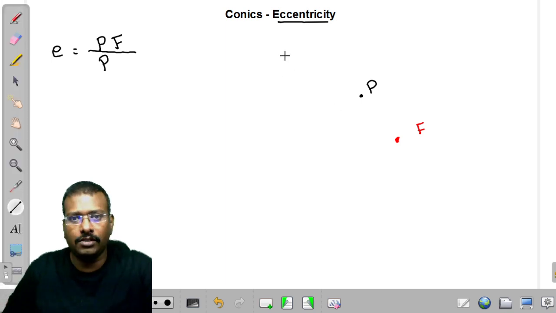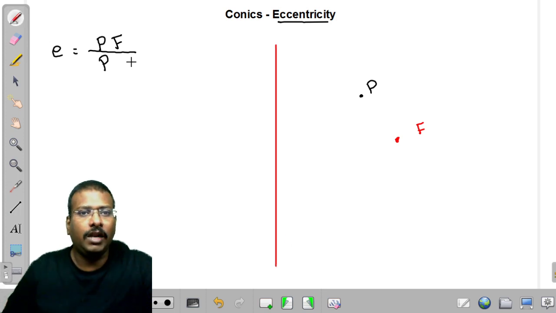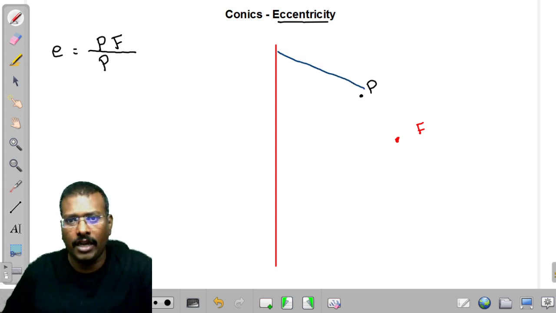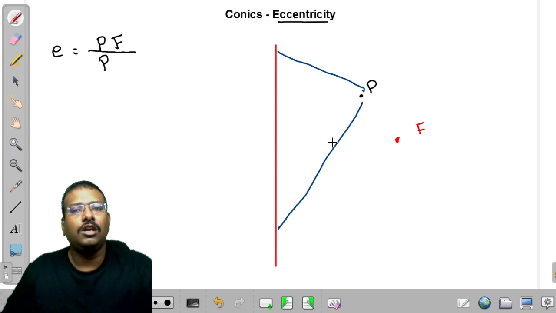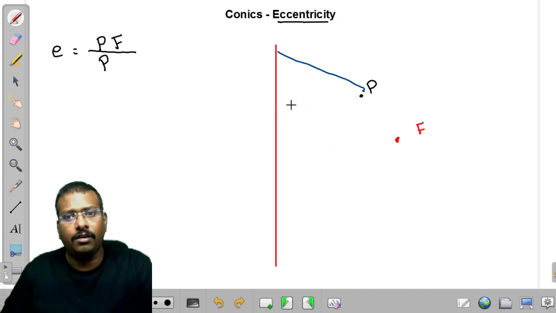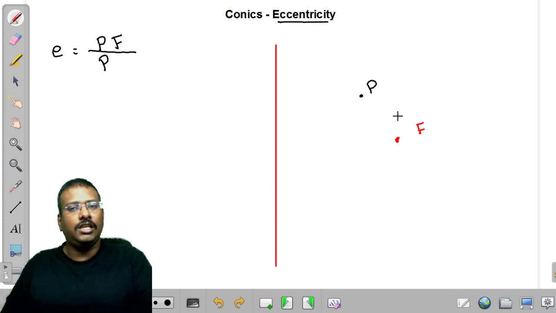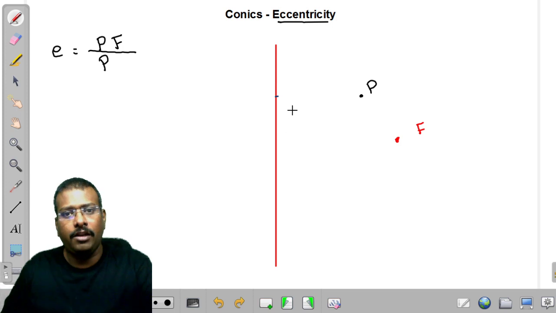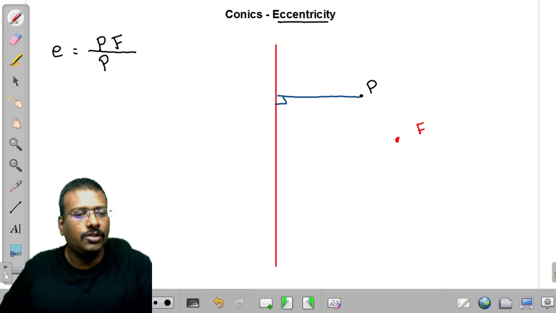So let us consider there is a fixed straight line here. What distance do we have to consider? There are various distances. This is one distance from P, and this is another distance of point P from the line. Among these, which one do we consider? Whenever we consider the distance of a point from a line, we always need to consider the perpendicular distance. Let us consider this particular point is K.